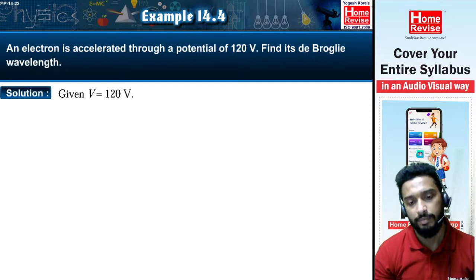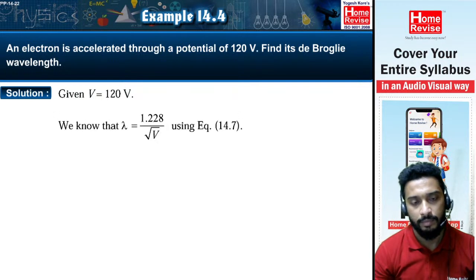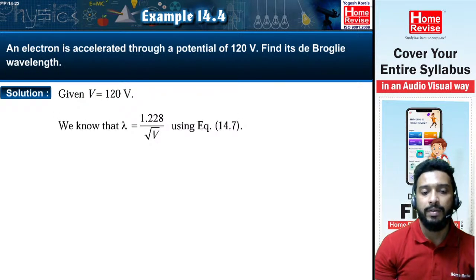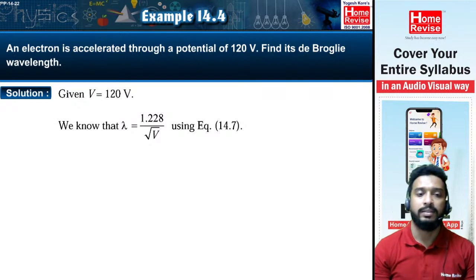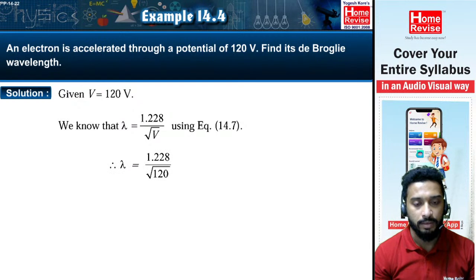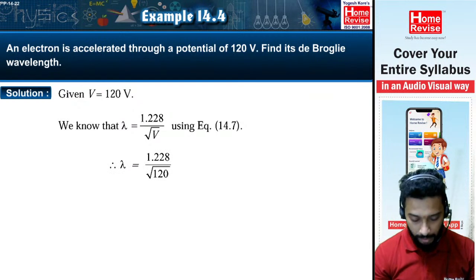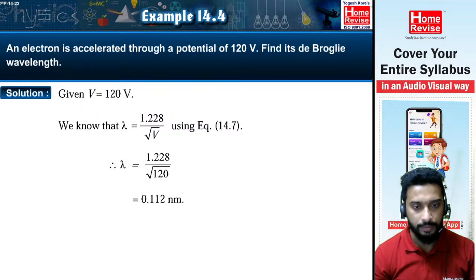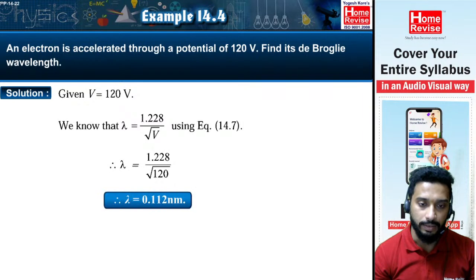Solution. Given V is equal to 120 volt, we know that lambda is equal to 1.228 upon square root of V using equation 14.7. Therefore, lambda is equal to 1.228 divided by square root of 120, which is equal to 0.112 nanometer. Done. Such an easy, straightforward question.